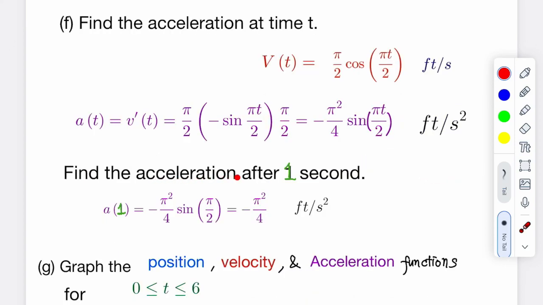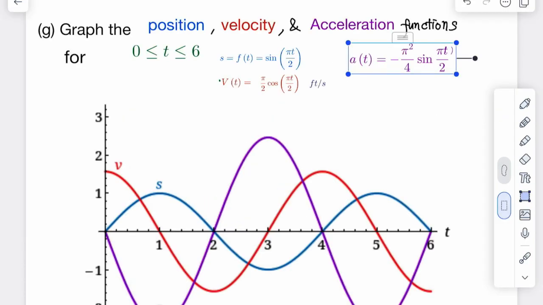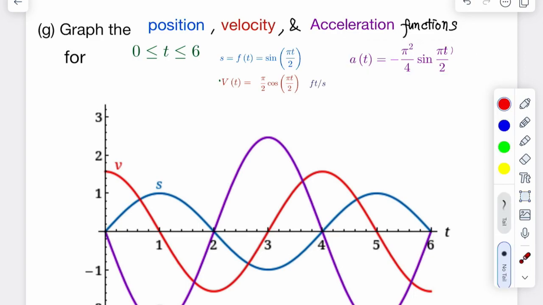Now, find the acceleration after 1 second. All we have to do is substitute t equals 1 into this acceleration function. Since sine of pi over 2 is 1, the acceleration after 1 second is negative pi squared over 4 feet per square second. Next question. Graph the position, velocity, and acceleration functions for t greater than or equal to 0 and less than or equal to 6.